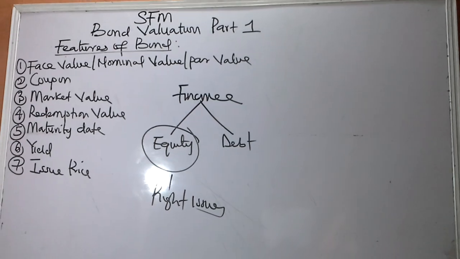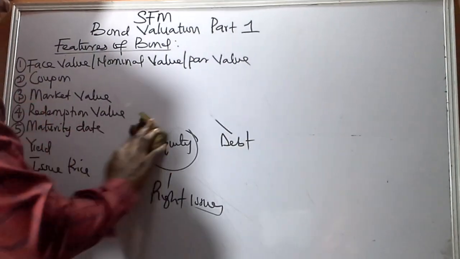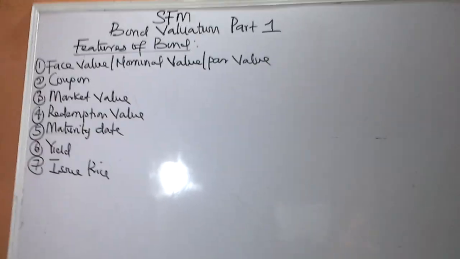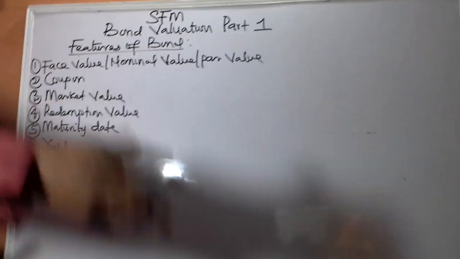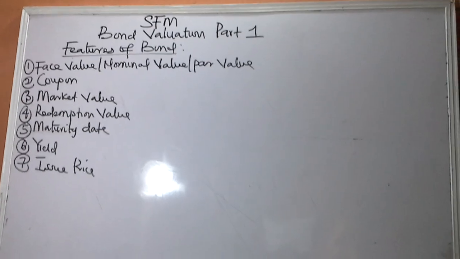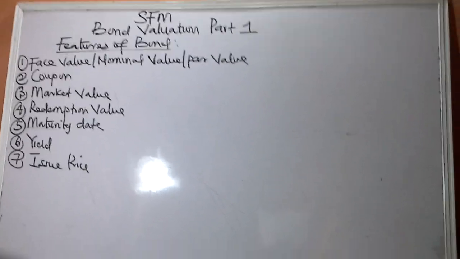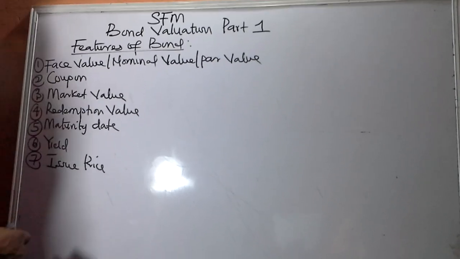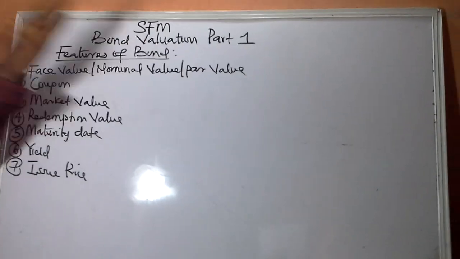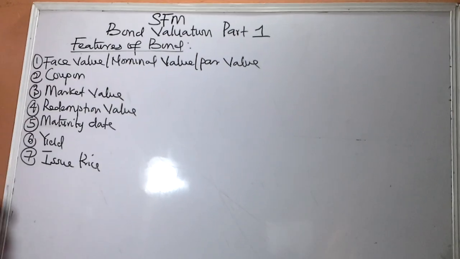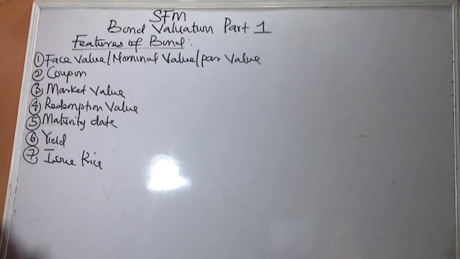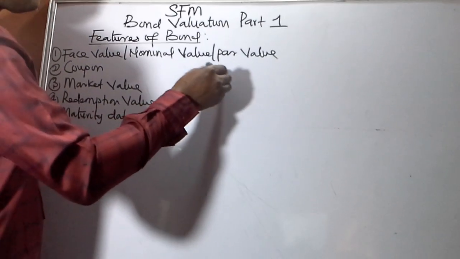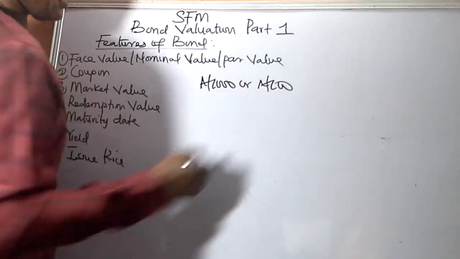When you want to issue a bond, you have to do bond valuation to know how much the bond holders will pay when you, as an organization, issue a bond to raise finance. Now, these are the basic features of a bond. One is face value, or nominal value, or par value. Face value is the original price of the bond. It could be 1,000 naira, or 100 naira.